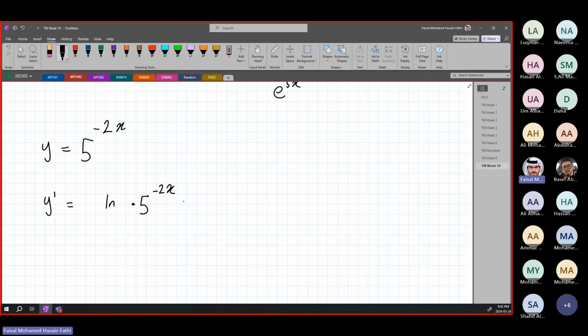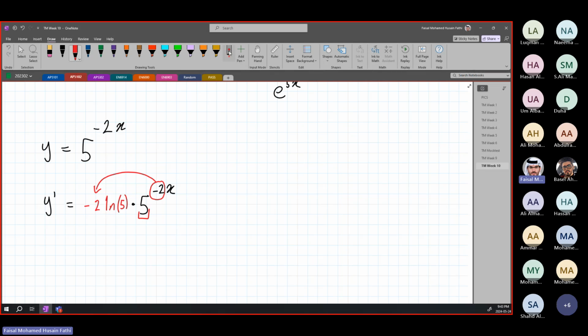This is the first thing. You're going to be multiplying it by ln of the base here, this value over here, which is 5. You have to multiply it by ln of 5. And you're going to have to multiply this outside as well. So minus 2 outside.